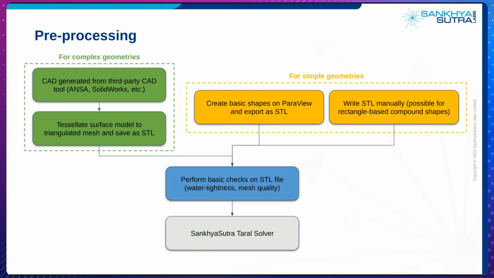Whereas for simpler geometries such as cubes, cuboids, cylinders, spheres, etc., you can always create basic shapes on ParaView, which is an open source tool available to everybody, and export it as an ASCII STL. Or if you're feeling particularly adventurous, you can always write your STL manually and save it in ASCII STL format such that it can be imported into Taral. When Taral takes the geometry as an input, it performs basic checks on the file. It checks for water tightness, quality, etc., and throws you any relevant errors if applicable.